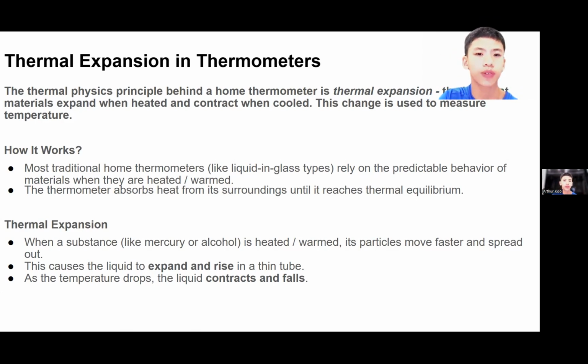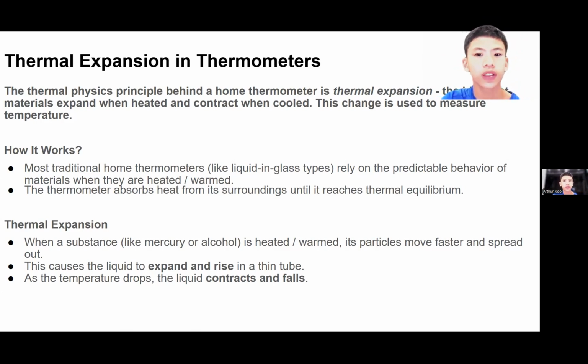The thermophysics principle behind a home thermometer is thermal expansion, the idea that materials expand when heated and contract when cooled. This change is used to measure temperature. Most traditional home thermometers rely on the predictable behavior of materials when they are heated. The thermometer absorbs heat from its surroundings until it reaches thermal equilibrium.